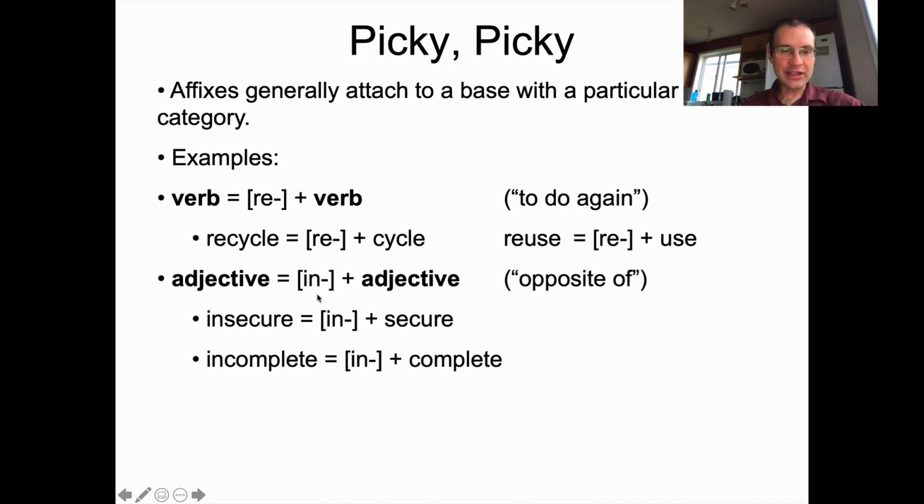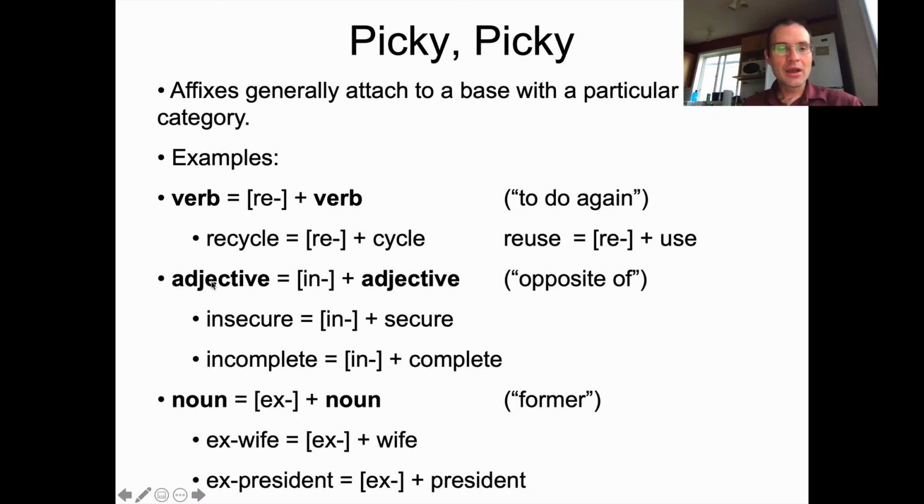Adjective, another example of this: you can add the prefix in to an adjective to create an adjective, which basically means the opposite of the original adjective. So you may feel secure, somebody else might feel insecure. When they do, they feel the opposite of being secure, right? Something can be complete, like a puzzle, and then if it's incomplete, then there are still a few pieces missing, right? It's just the opposite. This is how the rule works.